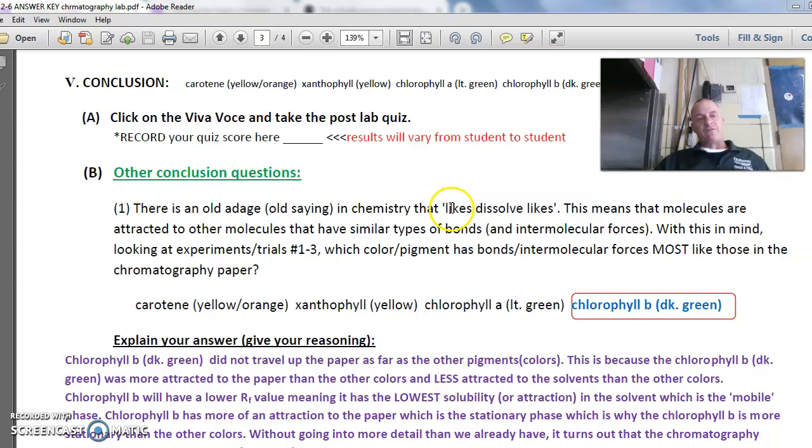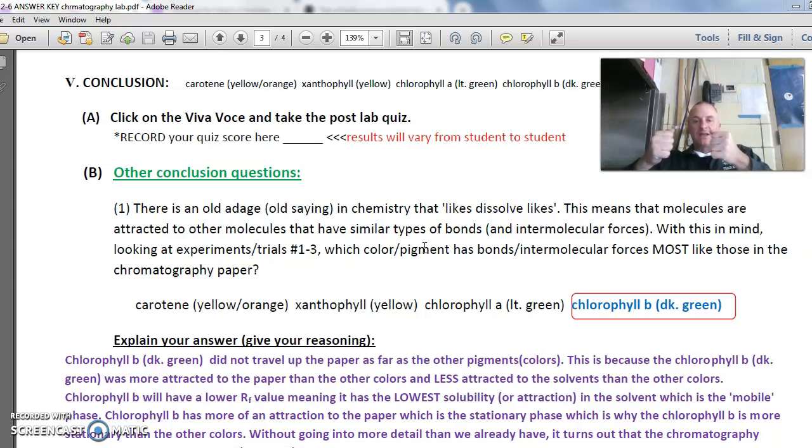And this is the first question, number 1 here. They're talking about there's an adage that likes dissolve likes, or likes attract likes. This means molecules that are attracted to other molecules have similar bond types or intermolecular forces, and we mentioned those in our pre-lab discussion videos. What that means is some molecules have atoms on them where the atoms are not sharing the electrons equally, where one of the atoms is pulling harder on the electrons than the other atom.